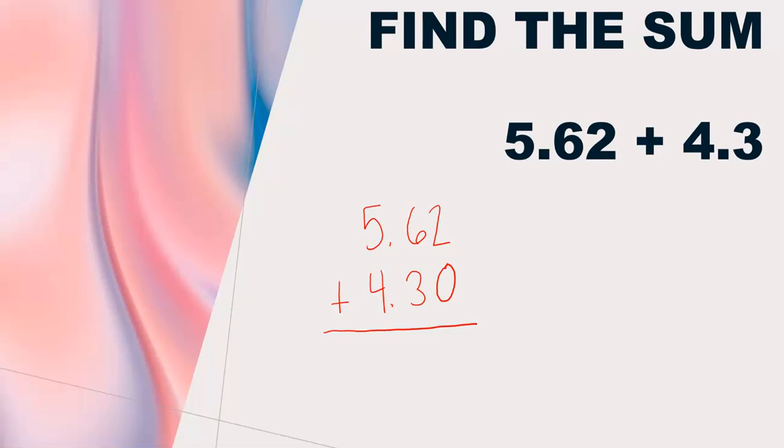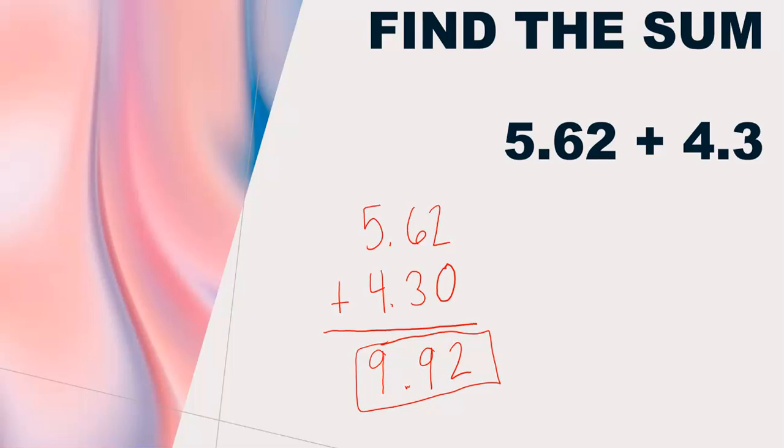We're going to start with the far right again, just like we would with integer addition. 2 plus 0 is 2. 6 plus 3 is 9. We bring that decimal point right down. And then we have 5 plus 4 is 9. So our final answer here is 9.92 for our sum.